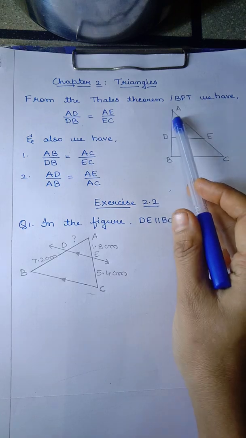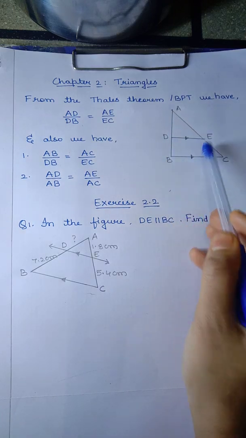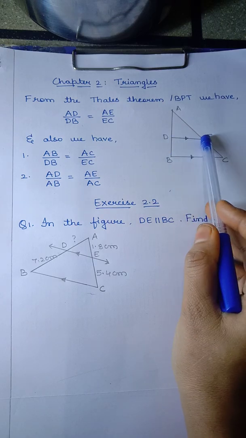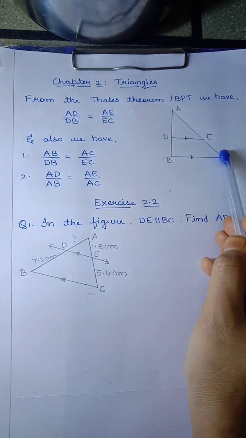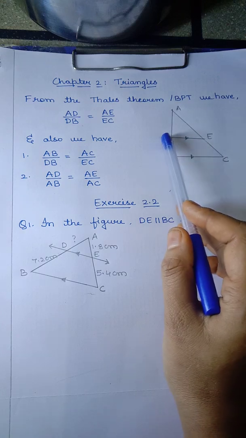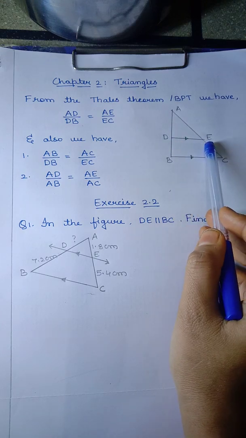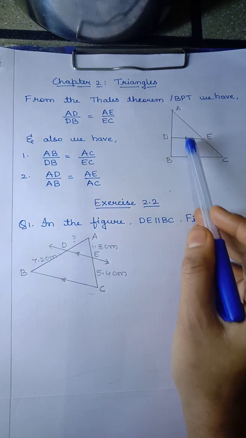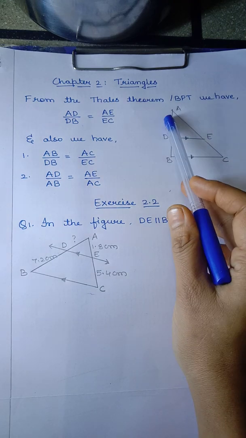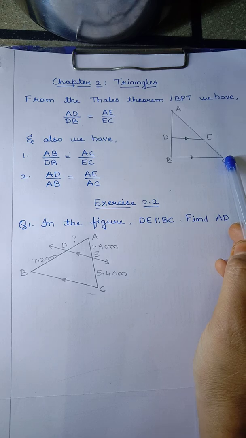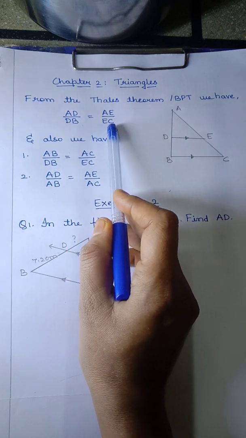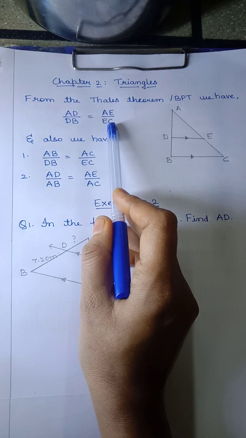Yes, now here in triangle ABC, DE is drawn parallel to BC. This DE line is intersecting the other two sides of the triangle, that is AB and AC, at two distinct points D and E. So when a line is drawn parallel to one side of a triangle, then the other two sides are divided in the same ratio, that is AD by DB is equal to AE by EC. This is according to the Thales theorem.